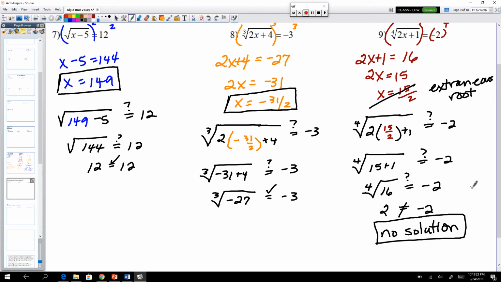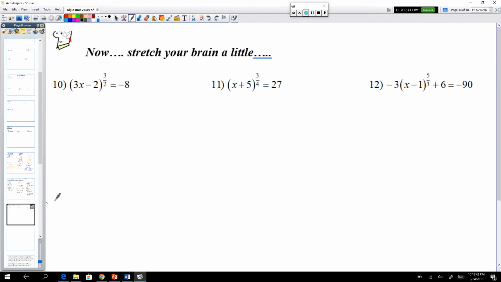Okay, we found an extraneous root. Otherwise, the roots we found were good. They checked out. They caused true statements. So we went back and we circled those as our answers. But since this answer caused a false statement when plugged back in, we don't have a solution to this. Okay? All right, let's take it one step further, and then you'll be good to go on your homework.